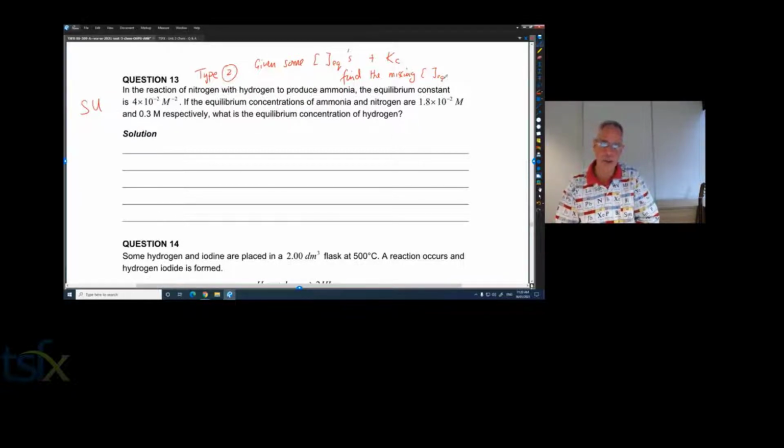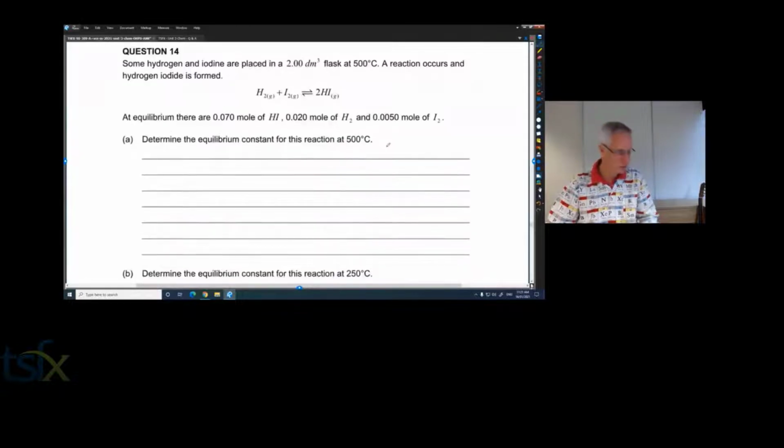Can you see it's just putting numbers in a formula, turning the handle on your calculator, coming up with an answer? I won't waste time on easy questions. I want to spend more time on question 14 because that's messing around. Note they've got a volume and they've got moles. You need concentrations. All right, let's just do the first one.